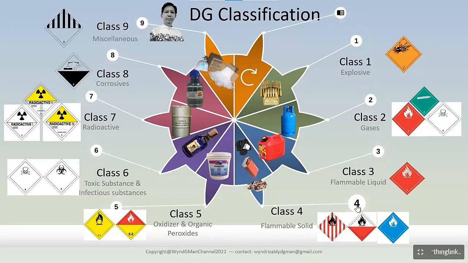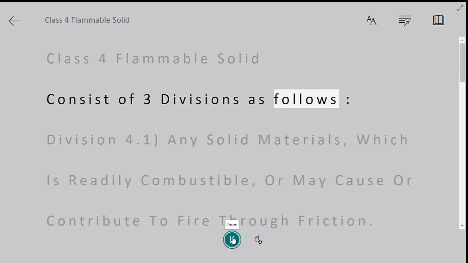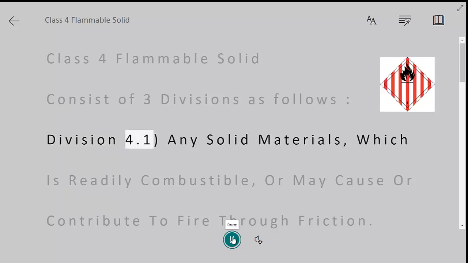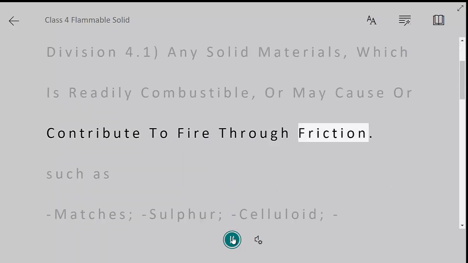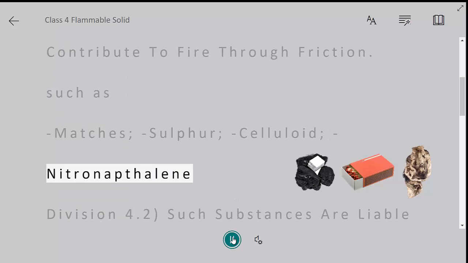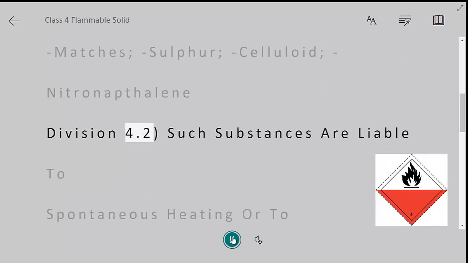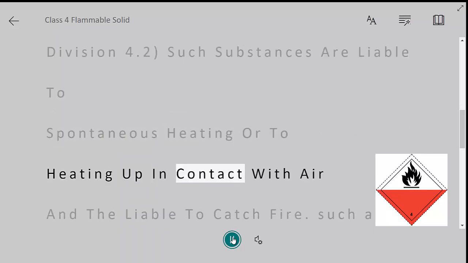What is Class 4? Class 4 flammable solid. Consists of 3 divisions as follows. Division 4.1, any solid materials which are readily combustible, or may cause or contribute to fire through friction, such as matches, sulfur, celluloid, nitronaphthalene.